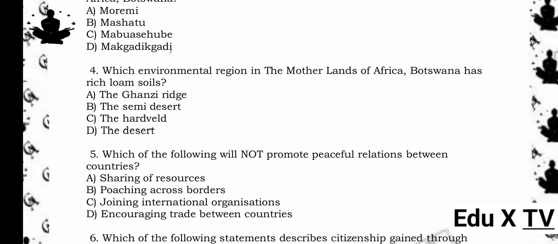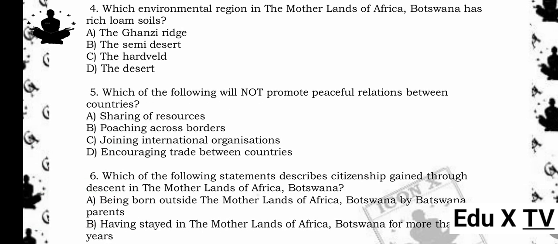4. Which environmental region in the Motherland of Africa, Botswana has rich loam soils? A. The Gonzi Ridge. B. The semi-desert. C. The Hardveld. D. The desert. The answer is C. The Hardveld. Reason being, the Hardveld region in Botswana has rich loam soils suitable for agriculture.